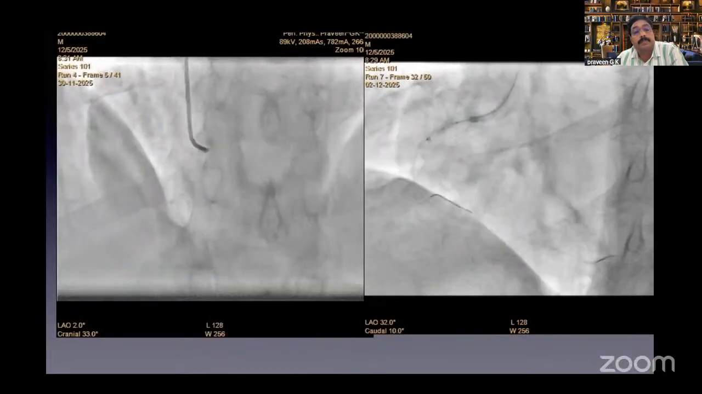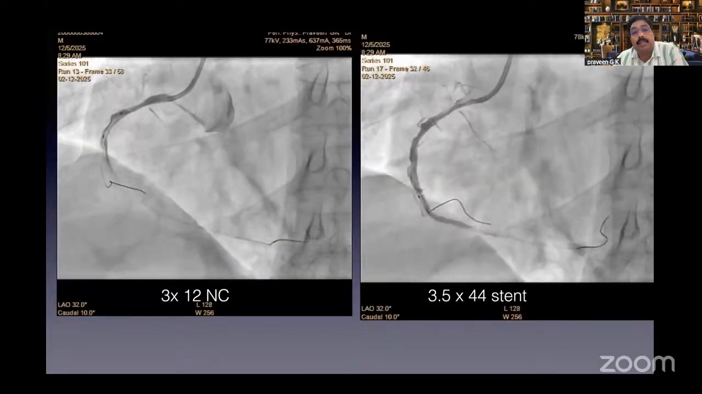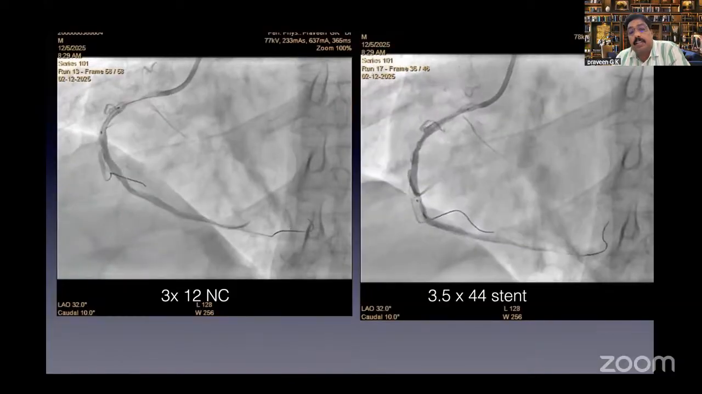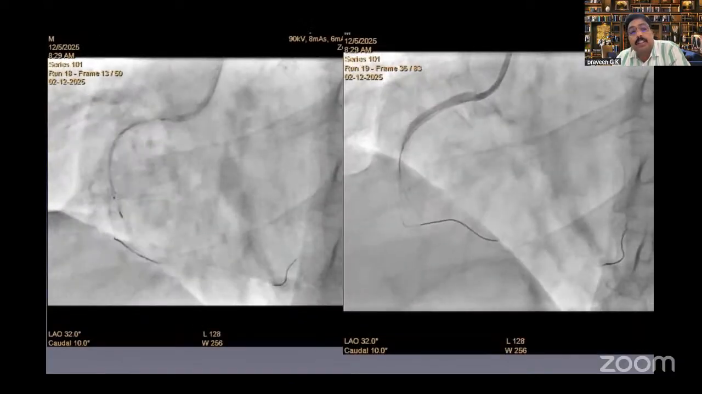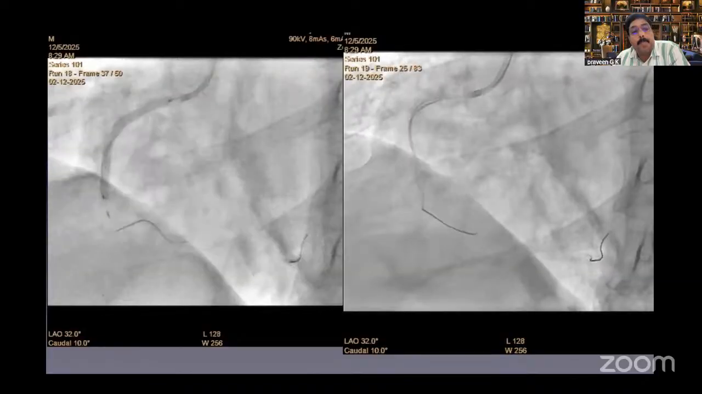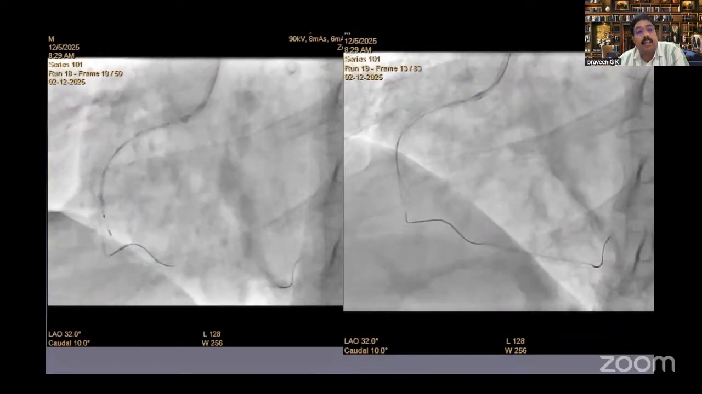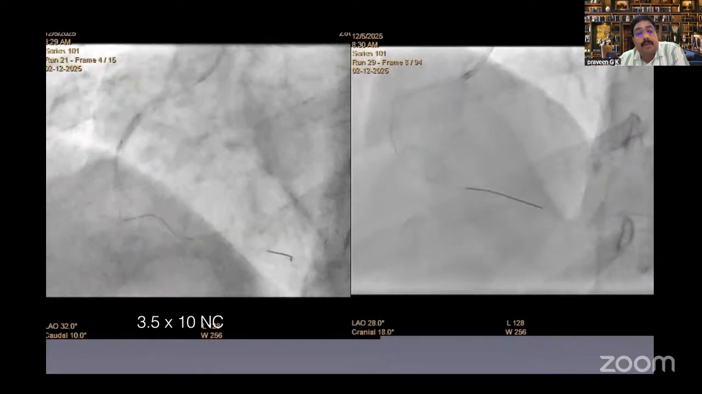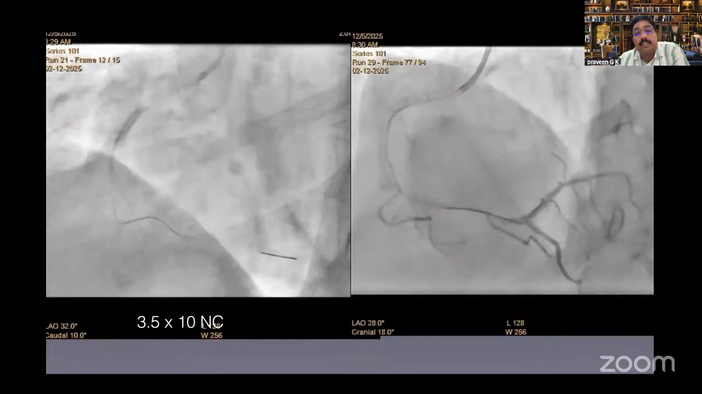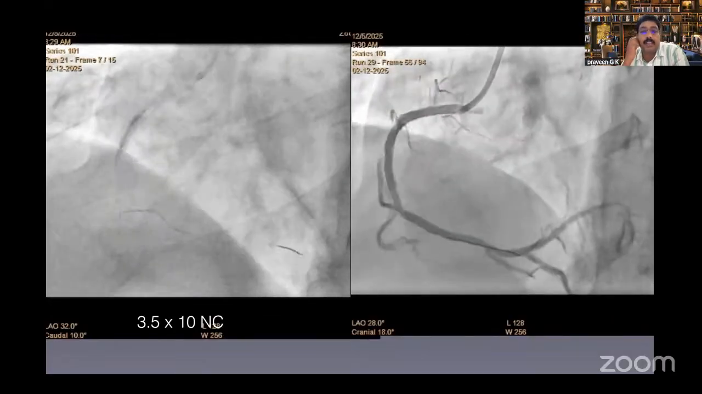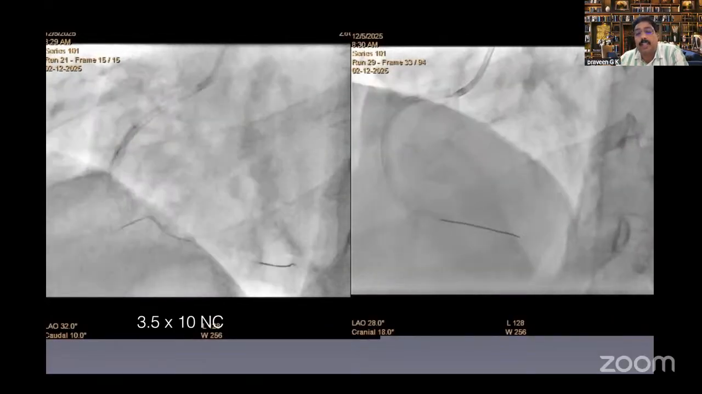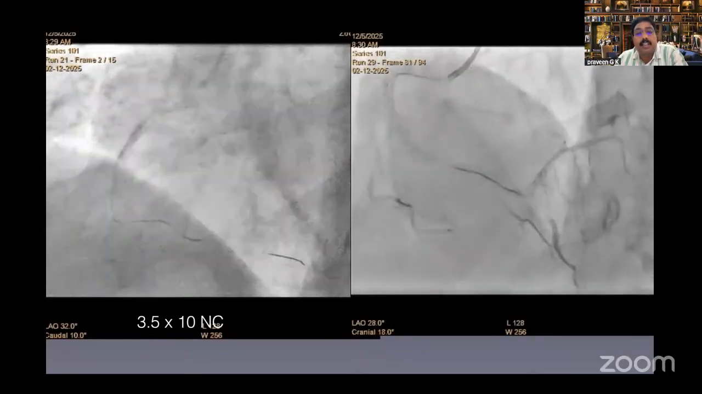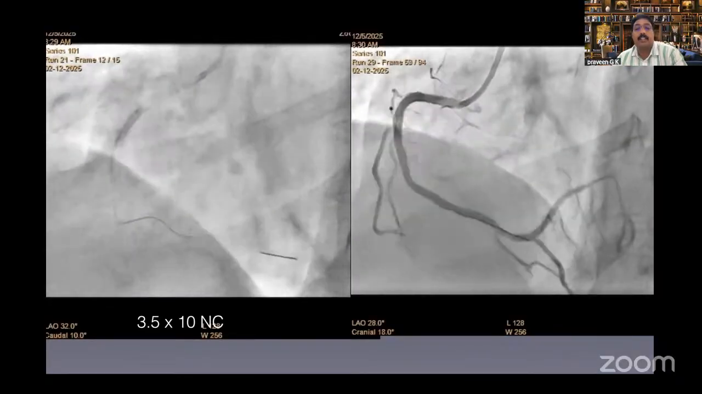So the RCA was prepared, the bed was prepared, and we used a 3.5x44 linear Pearl, and we positioned it, and then it was deployed, and it was optimized with a 3.5x10 NC with a good result. So in this case, actually, there was not a very good guide support. Even without the good guide support, we could track a long stent, which is quite remarkable.